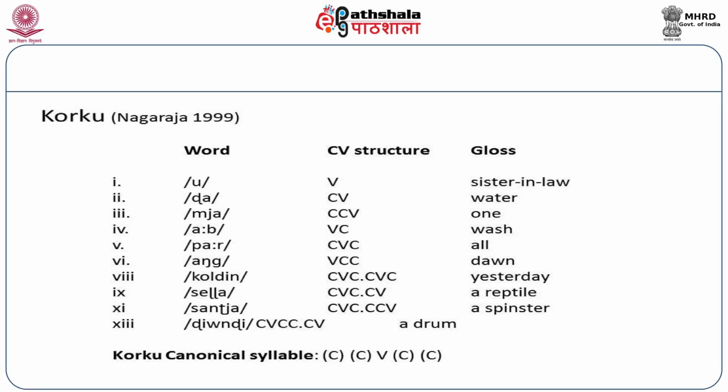The word for wash has no consonant before the vowel and a single consonant after the vowel, so it's VC. The word for all is CVC. This way, when we proceed, we come to words which have more than one syllable. For example, the word for yesterday, cold in. Now, there it is that we have to divide the syllable. So we get CVC and CVC, two syllables of the same structure.